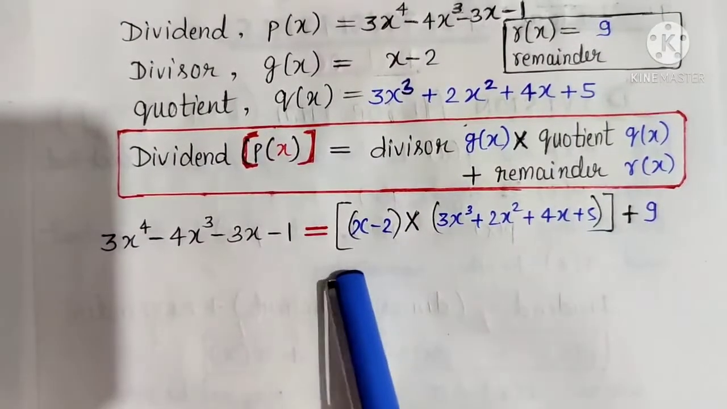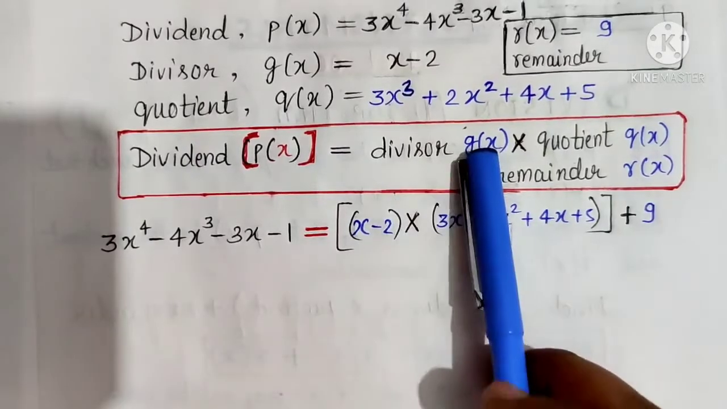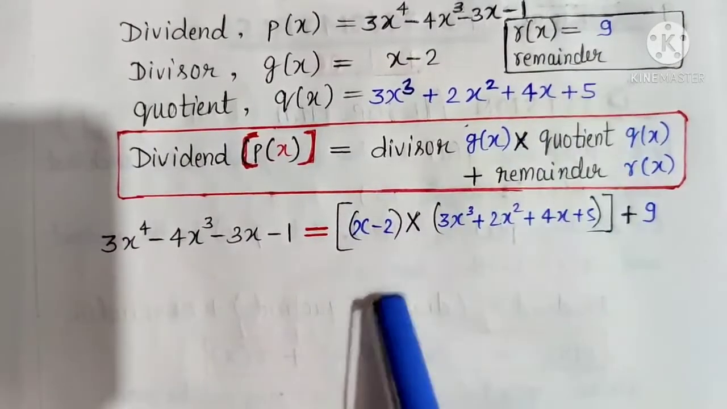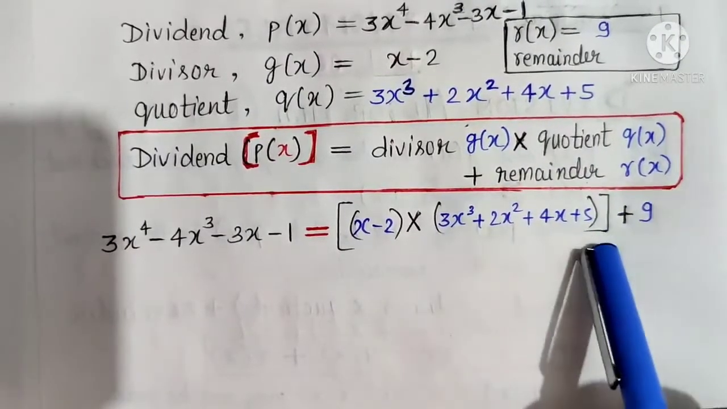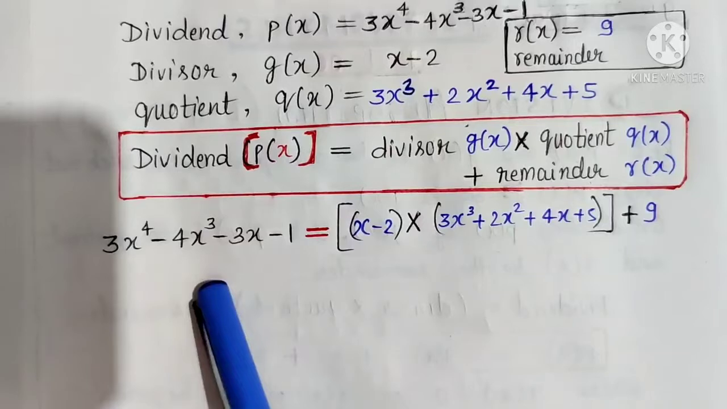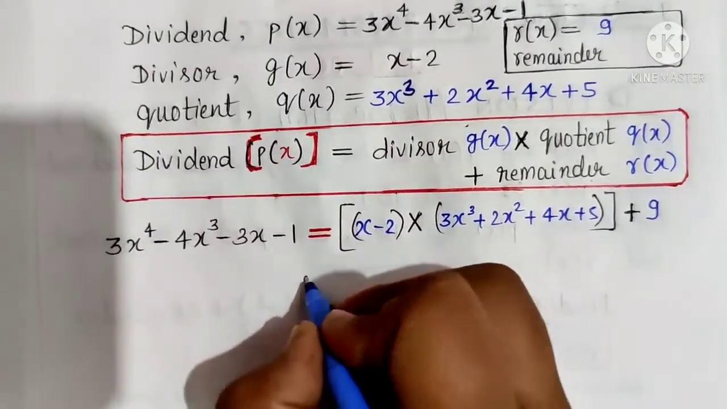Now students, see why we are doing this thing. We are doing this to verify our answer, whether our quotient is correct or not, whether our remainder is correct or not. Because if divisor multiplied by quotient, plus remainder, comes equal to this left term, that is dividend, so our answer is correct. So we can say verified. So we have to multiply this one. Okay, let's just check here.